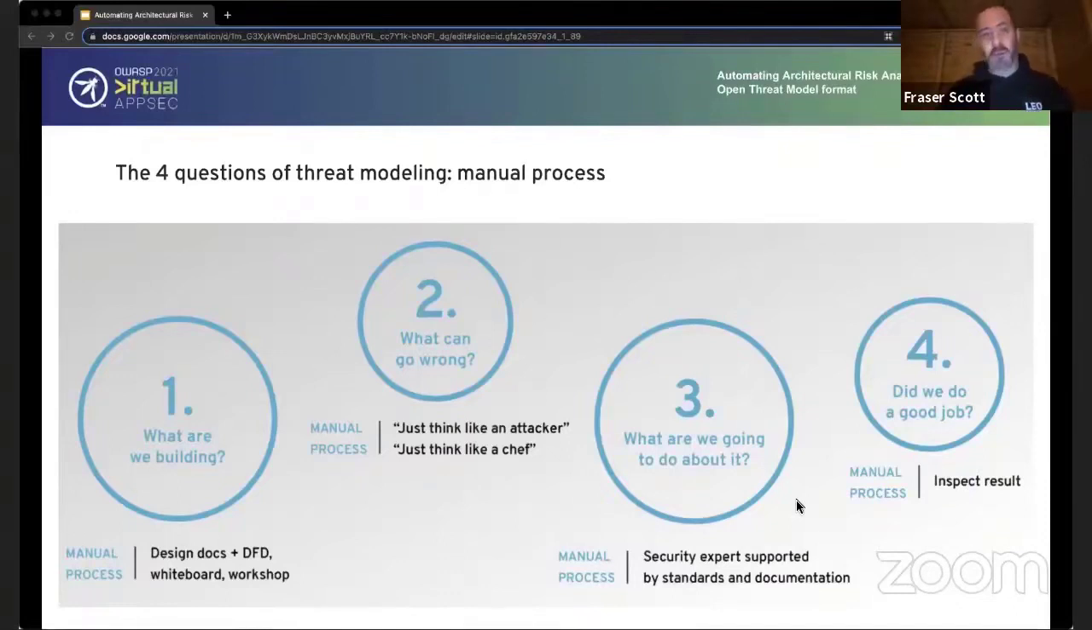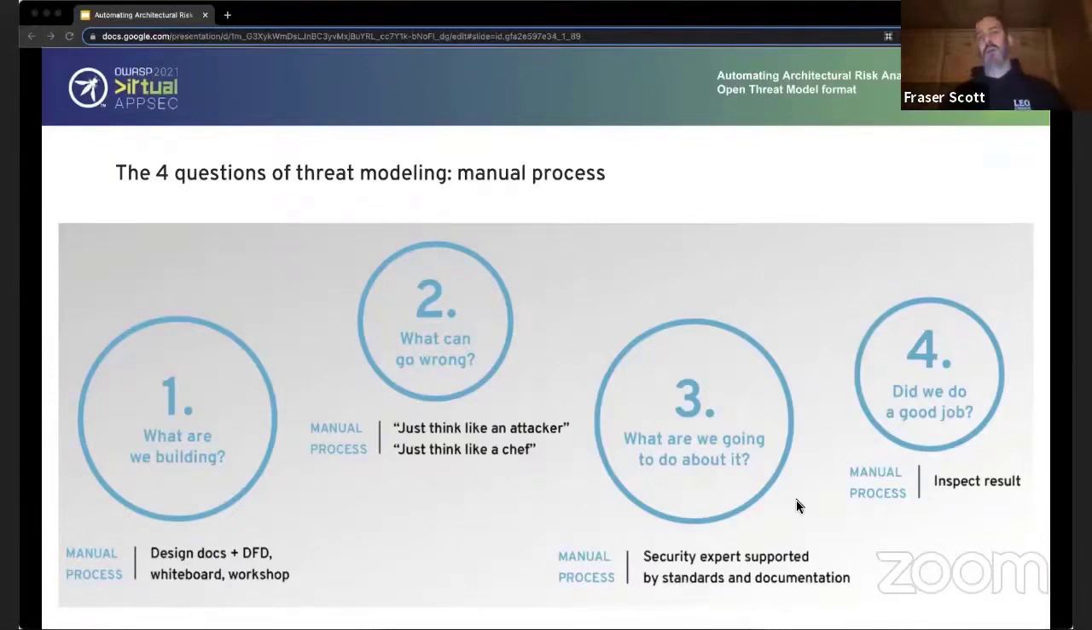Now, it's all good fun. Finding threats is great fun, but if you're not doing anything with those threats that you found, there's probably not much point in cybersecurity navel gazing at that point. The next question then is, well, what are we going to do about it? Well, we want to find mitigating controls and implement them.